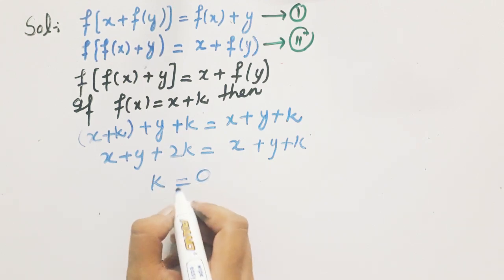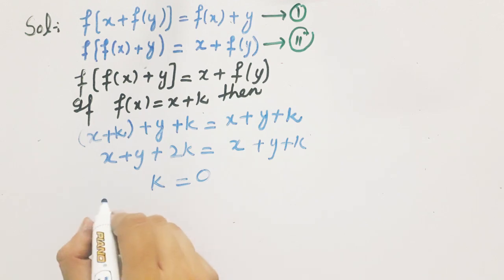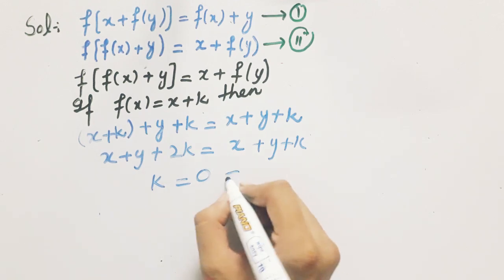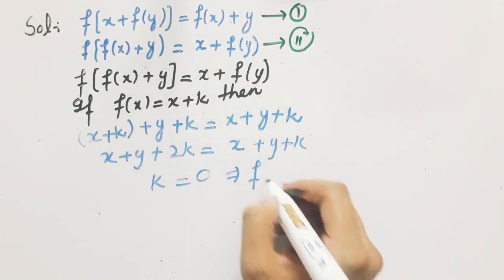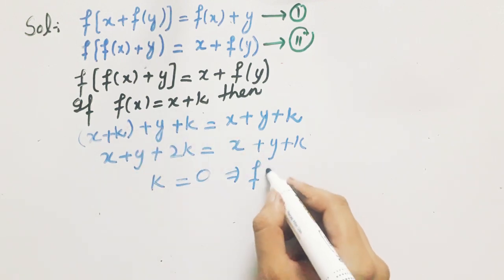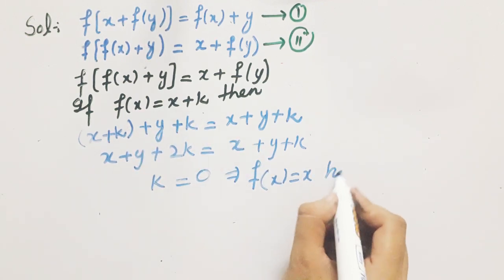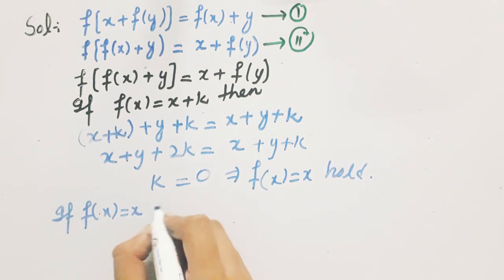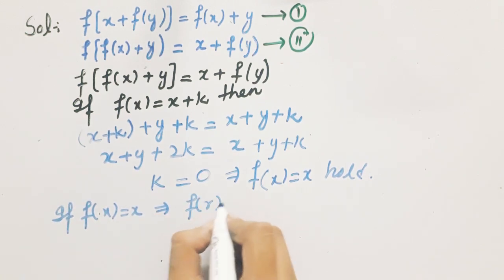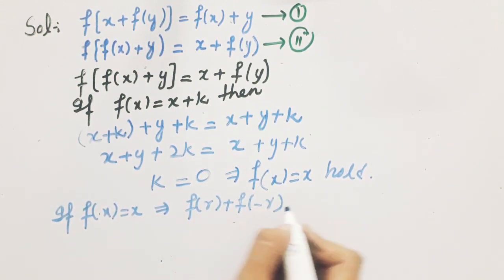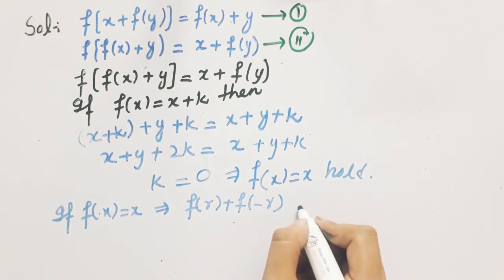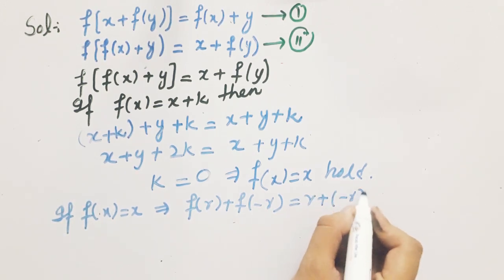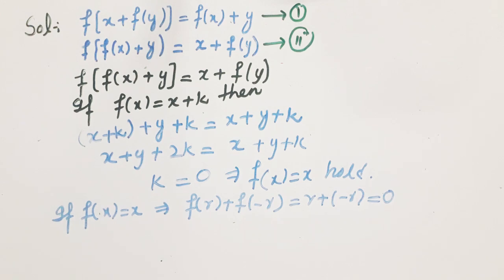So when k is equal to 0, it means that equation 2, that is f of x is equal to x, holds. Now consider this: if f of x is equal to x, then f of r plus f of minus r is equal to r plus minus r, which is equal to the additive identity.